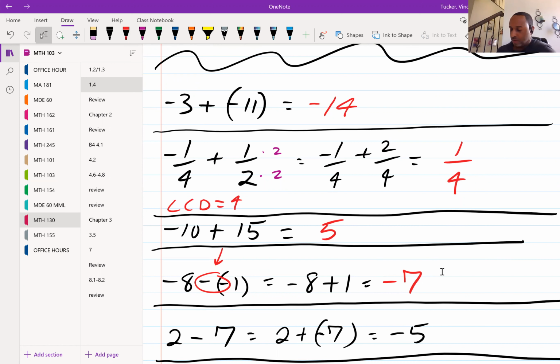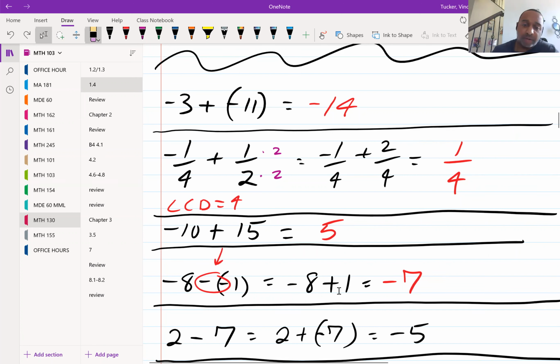Questions? Any questions? Okay, now say that again. Which one? You're talking about the last problem? Negative 8 minus negative 1. Because what we had is negative 8 minus negative 1. So that negative to a negative that's sitting in front of 1, that turns positive. So that's why we now have negative 8 plus 1.